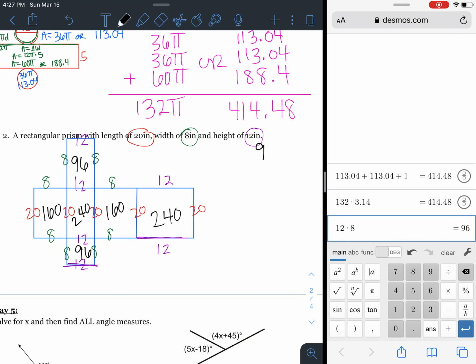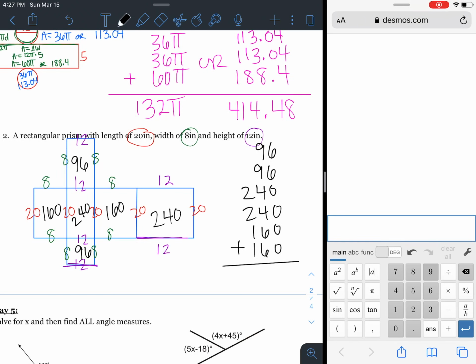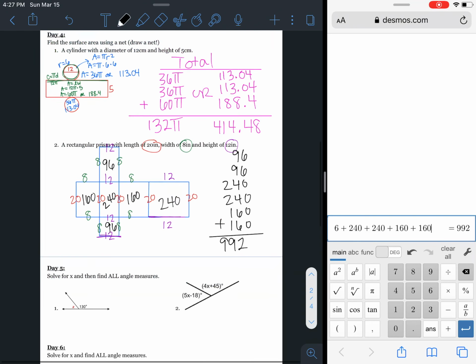So again, I should have 6 numbers that I'm adding, and I should have 2 of every number. So 96, 96, 240, 240, 160, 160. And we're adding those all together. So 992. And that's it.